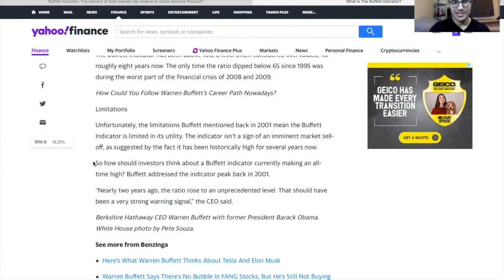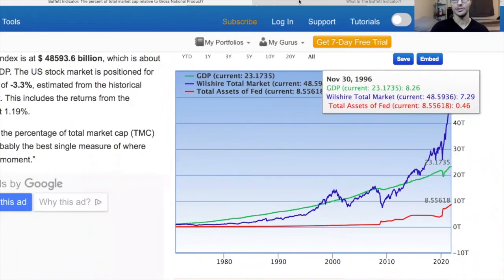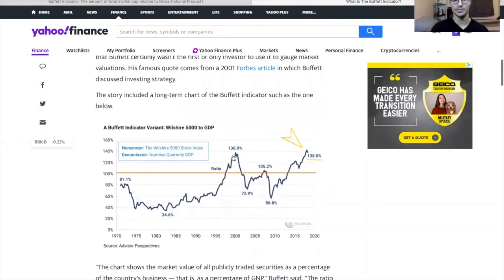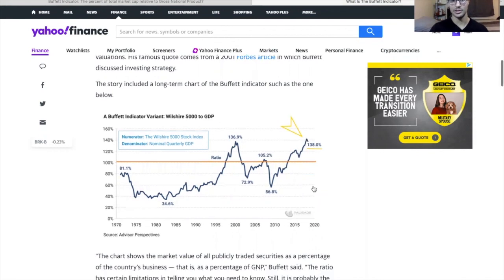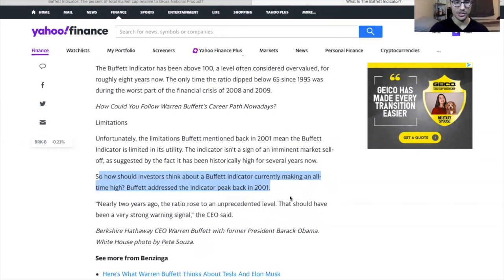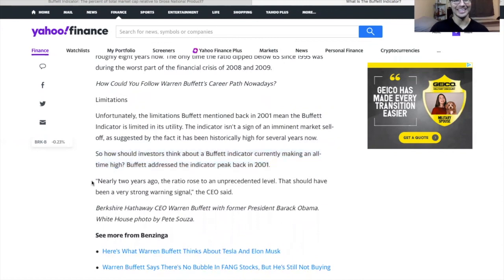So how should investors think about a Buffett indicator currently making an all-time high? Again, this is back in May of 2020. Buffett addressed the indicator peak back in 2001. So this peak right here, we can see it right here. This peak back in 2001 led to the dot-com bubble bursting. Nearly 2 years ago, the ratio rose to an unprecedented level. That should have been a very strong warning signal, said Warren Buffett. So I think we're at a very similar state.